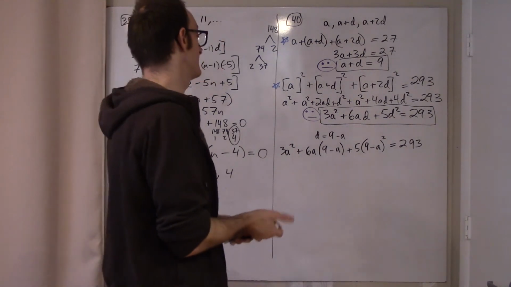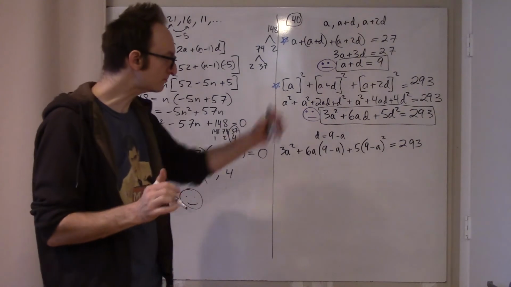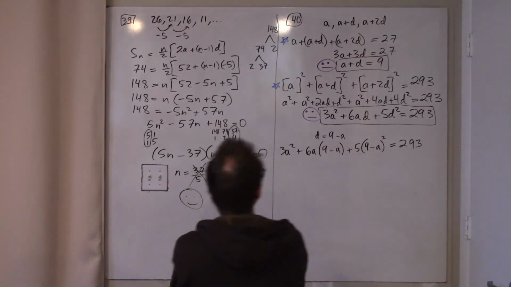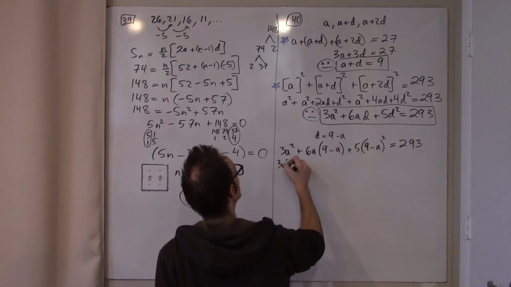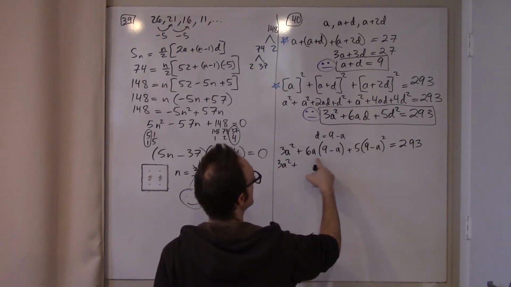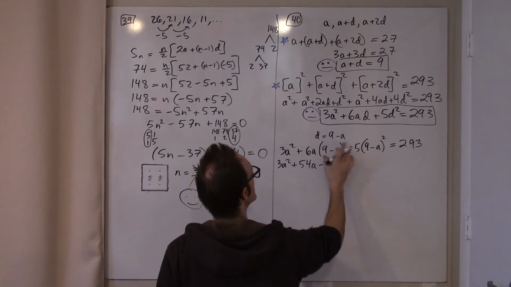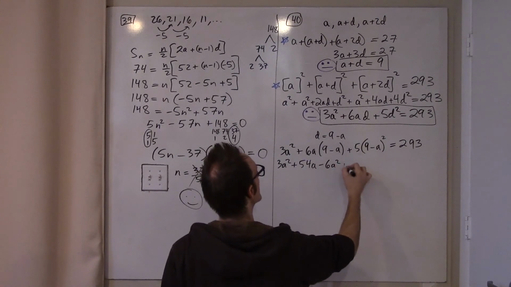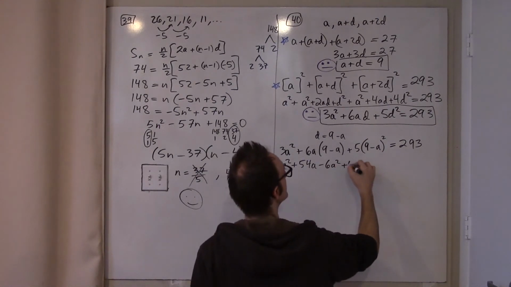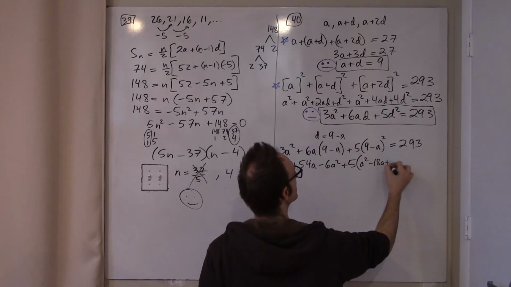So I'll just finish, because now it really is just Algebra 1, right? Solve this quadratic equation. So I guess I just have to do it. Plus, what do we get here? 54a minus 6a squared. Plus, this is 5 times a squared minus 18a plus 81.